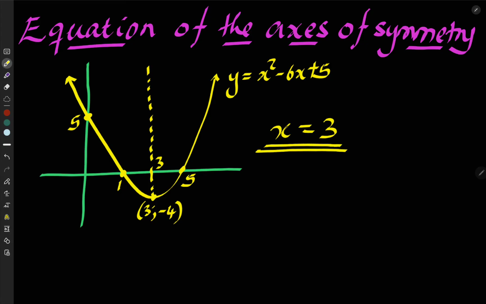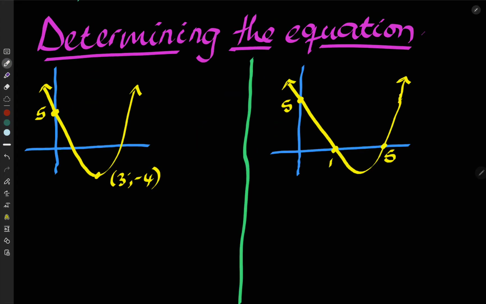Now, moving on to the other section of the quadratic function, the last section. In this last section, we are going to look at how to determine the equation of the parabola. In this case, you are just given a graph. One thing that you have to look out for is what points you're given. In this case, you're given the turning point.